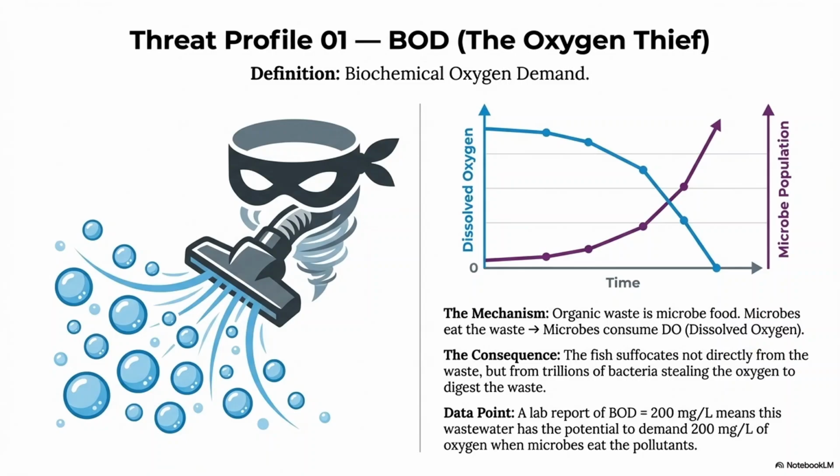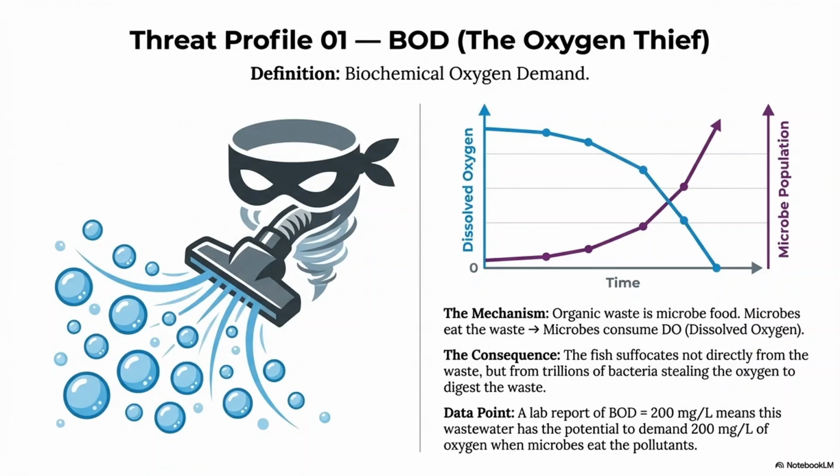BOD is a property of the waste itself. Just like gasoline has the property of being flammable, organic pollutants have the property of demanding oxygen when microbes eat them. So when a lab reports BOD equals 200 milligrams per liter, it means this wastewater contains pollutants that when biologically degraded, in other words, when eaten by microbes, will require 200 milligrams of dissolved oxygen from the water.